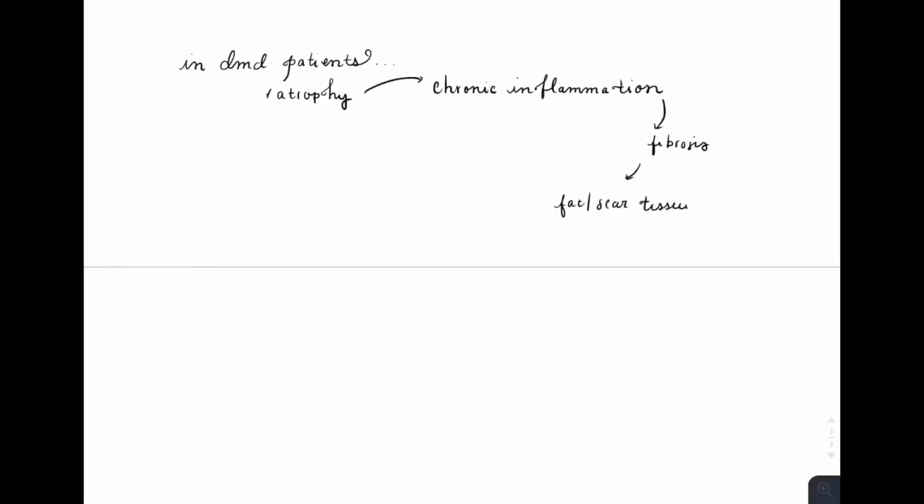In DMD patients, it is typical for them to experience atrophy of the myocytes, therefore undergoing constant regeneration and being susceptible to chronic inflammation, increased fibrosis, an accumulation of fat and scar tissue around the myocytes, which leads to non-contractile muscle.